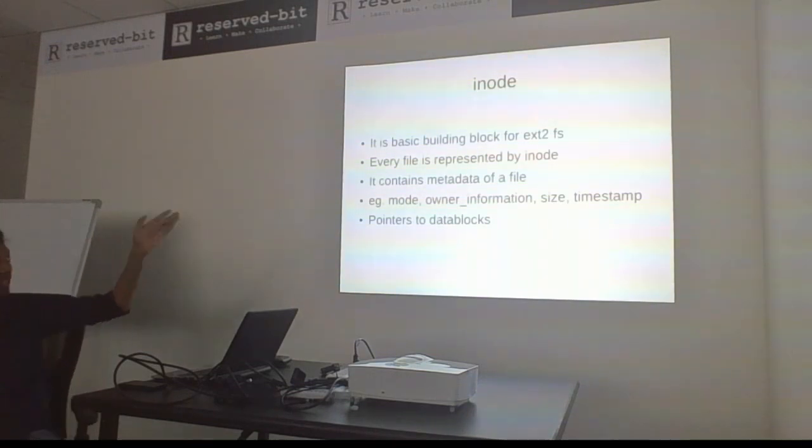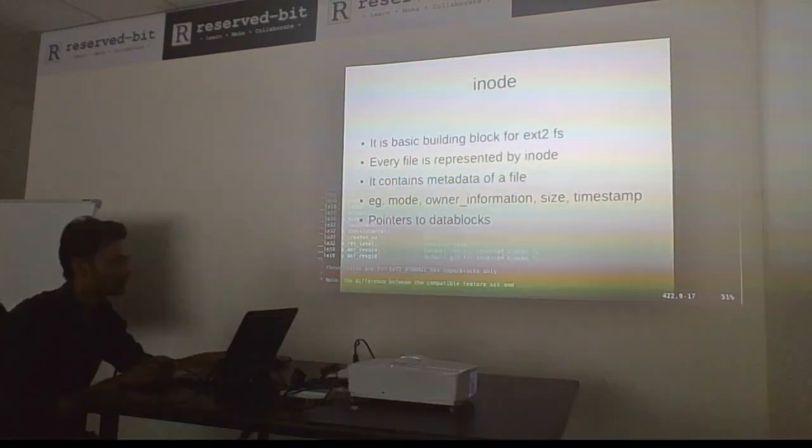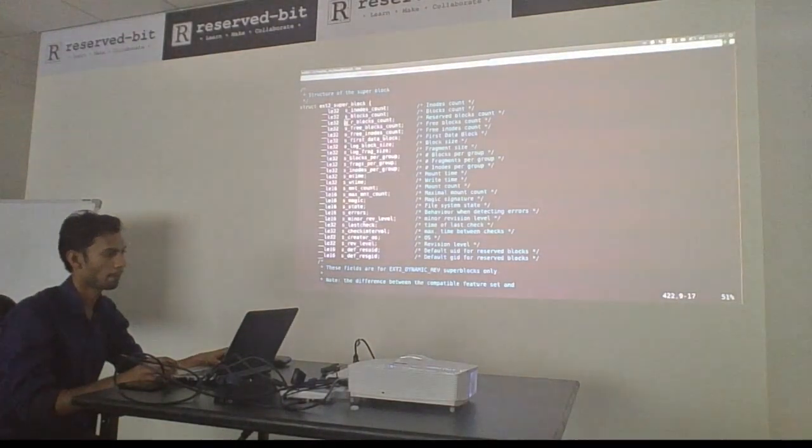The main thing about the inode is that it keeps the pointers to the data blocks. If you have the inode of a file, then you can reach the data blocks of that particular file. It's a basic building block of the ext file system. Every file is represented by an inode, and it contains the metadata of the file. Superblocks contain the metadata about the file system. Again, I could show you the same data structure in the source as well.